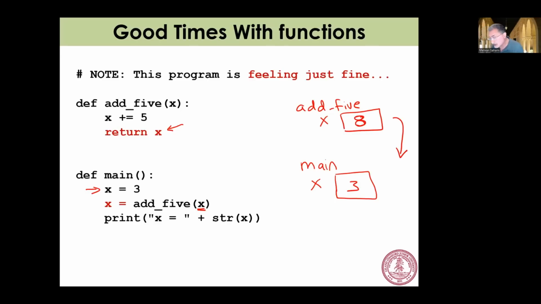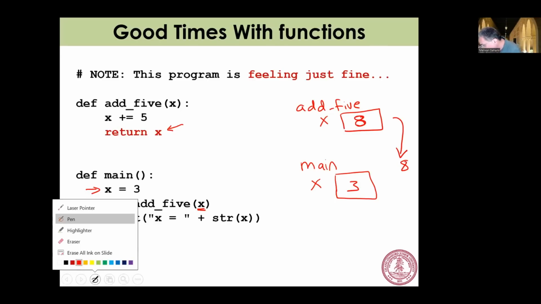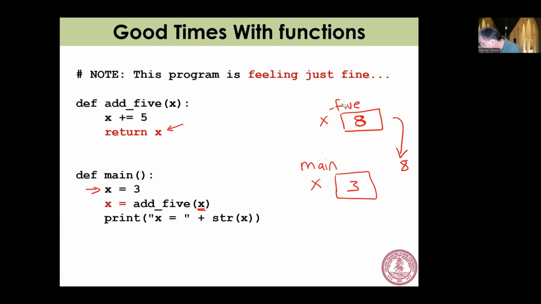Now, the add 5 function is still going to go away, but this 8 is getting passed back from the function. So like before, this function is going to go away, but it's passing this 8 back. And the question is, where is that 8 going to go? Where the 8 is going to go is this add 5 function here is giving back the value 8.